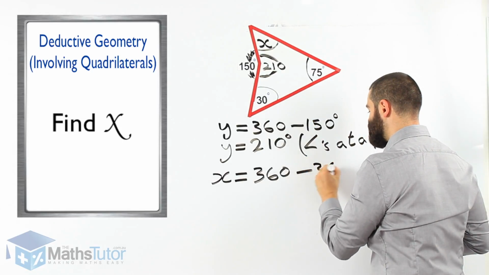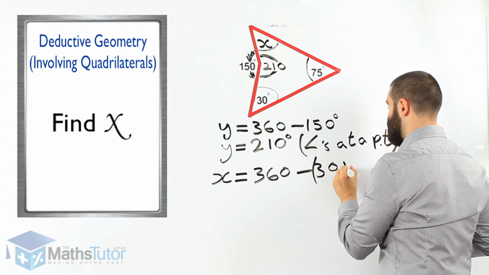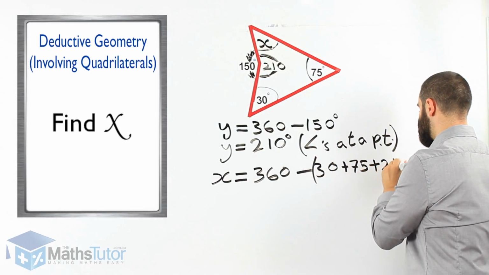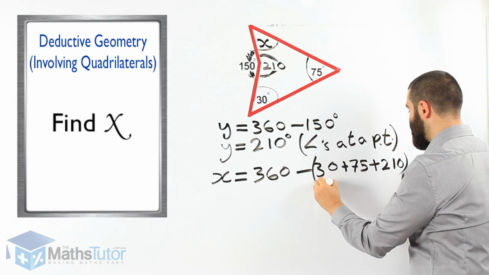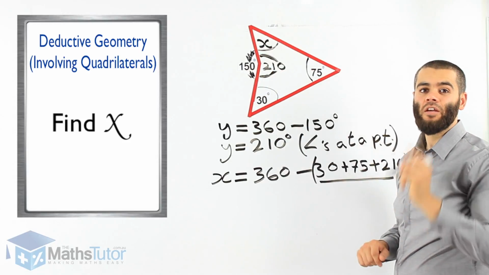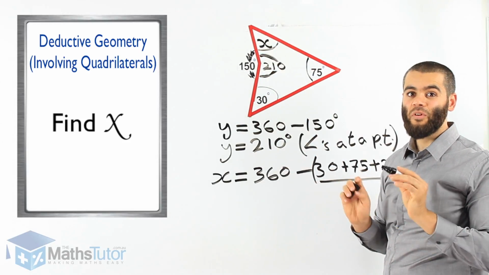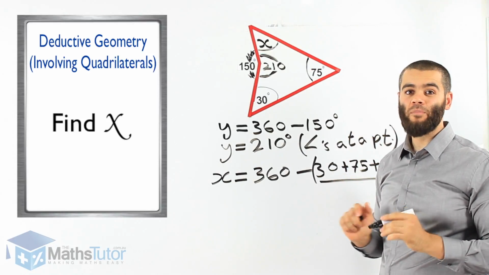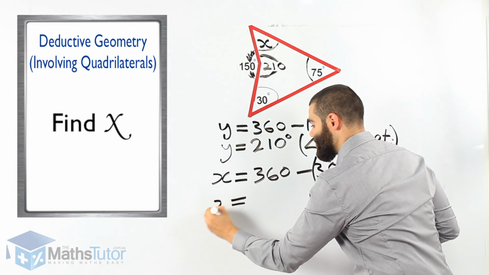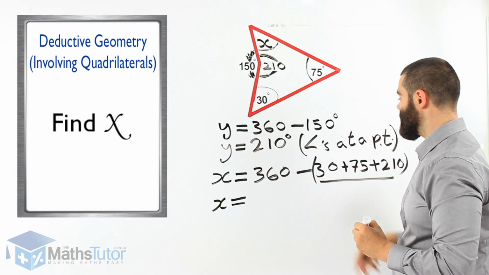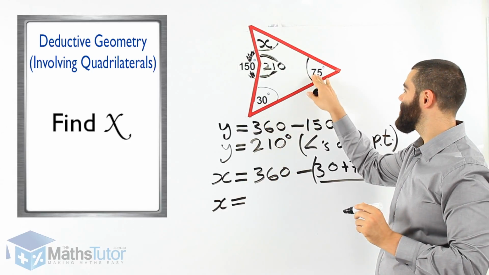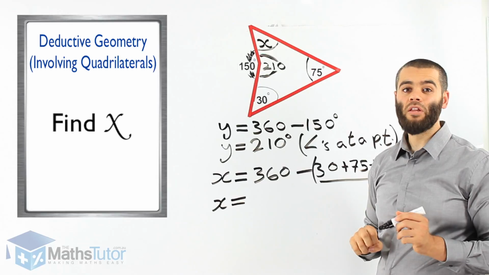X equals 360 degrees, which is the total in the quadrilateral, minus the other three angles. Minus the 30, minus the 75 as well, and we're going to minus the 210. So 360 is going to take away all three angles. We're going to be left with x. Very important that we notice this is a four-sided shape. It adds up to 360 degrees. Now let's work it out. 360, take away the three angles, the 30, the 75, and the 210.